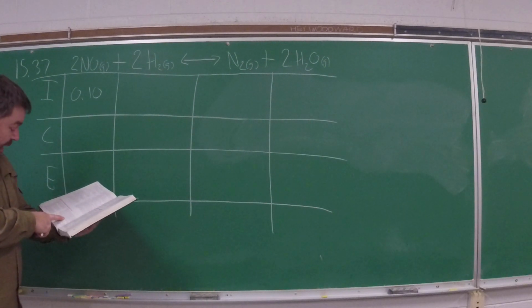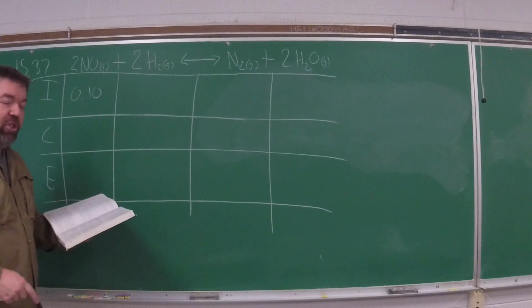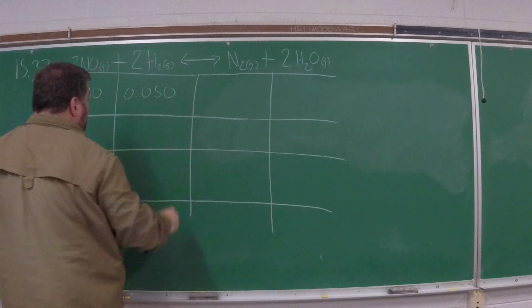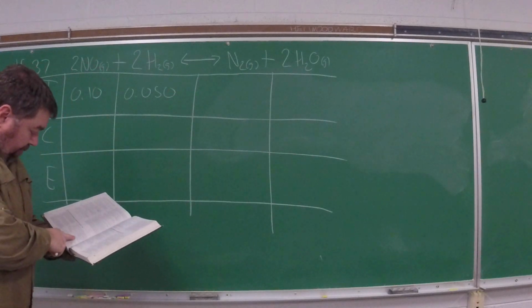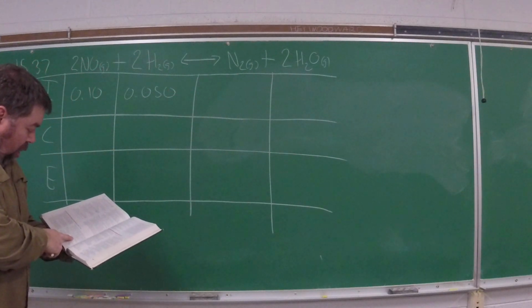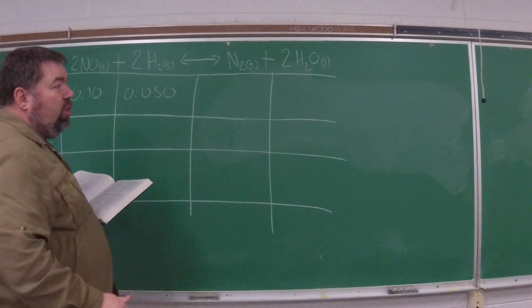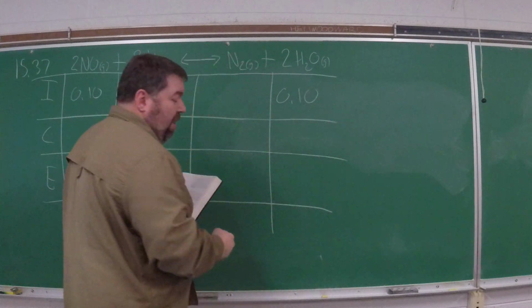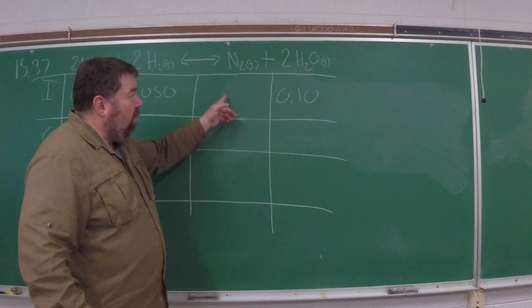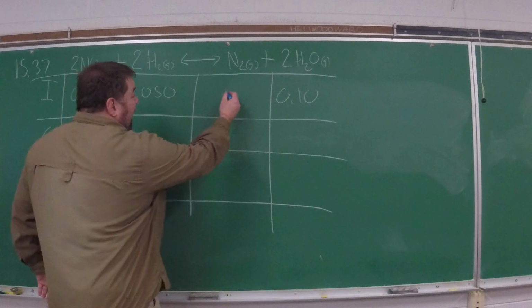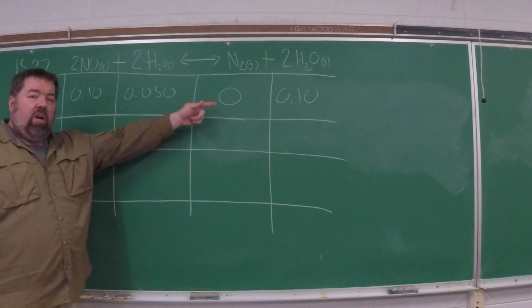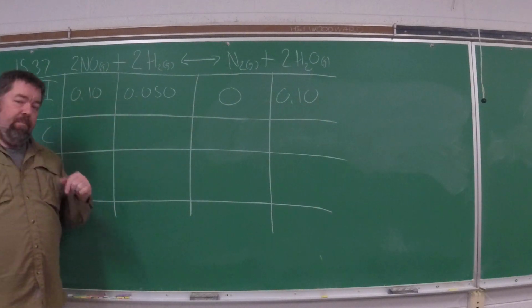We have 0.050 moles of H2. Again, 1 liter. So that's 0.050 molarity. And 0.1 moles of H2O. Again, divided by 1, that's 0.10 molarity. Again, I'm leaving out the M. Now, it didn't say anything about an N2 starting concentration. So that is 0. Okay? So initial or starting concentrations, this is what we have.